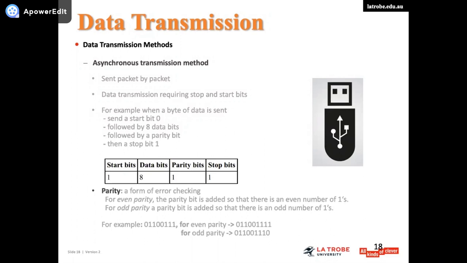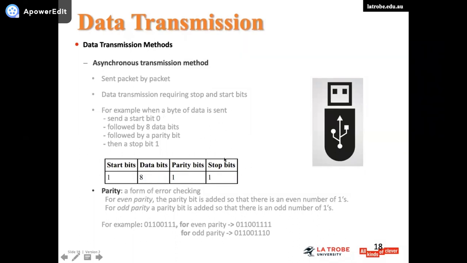Here is an example. If we want to transmit 1 byte of data, which is 8 bits, first we send our start bit 0 to indicate the beginning of the packet, followed by 8 data bits, which is 1 byte. Then we can add 1 parity bit to check the correctness of this packet. At the end, we add 1 stop bit, which is 1. So this is one complete packet for the asynchronous communication method.